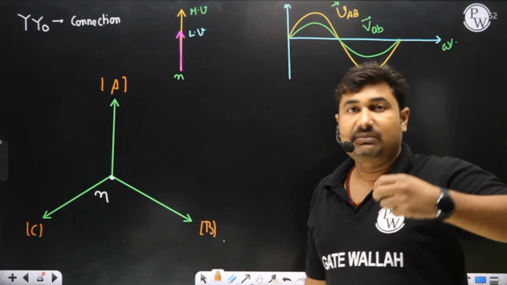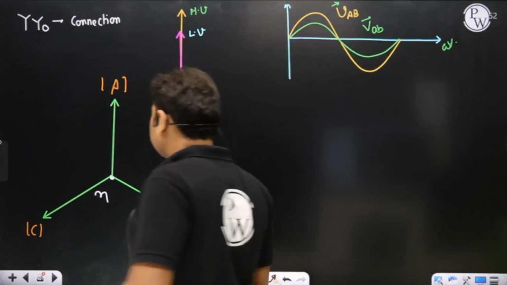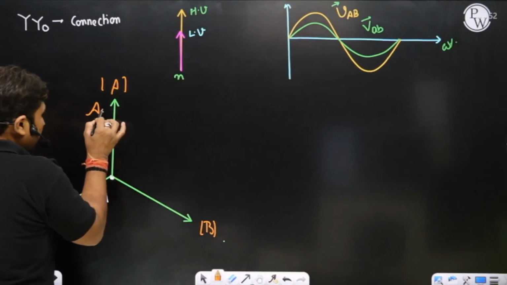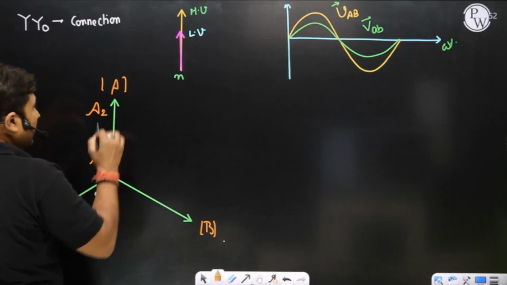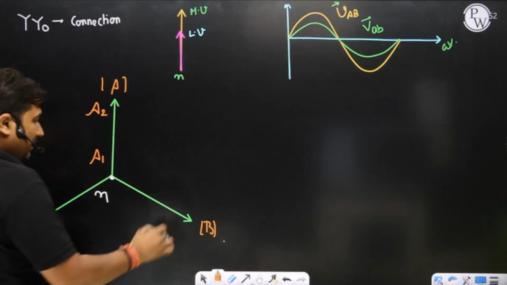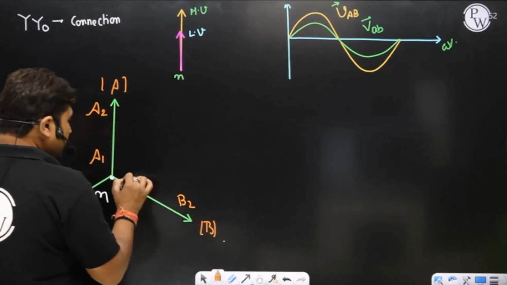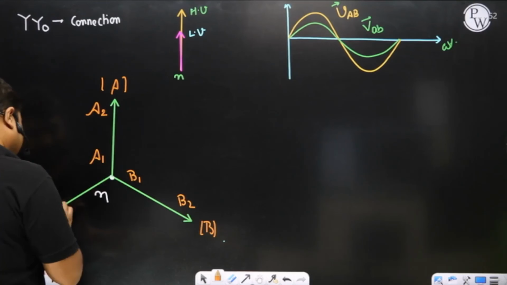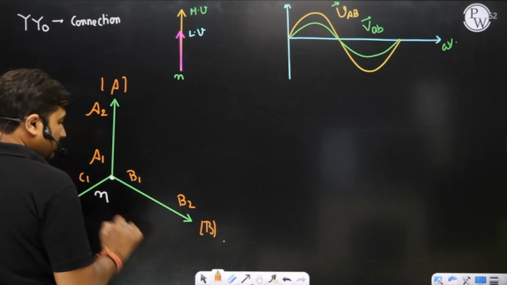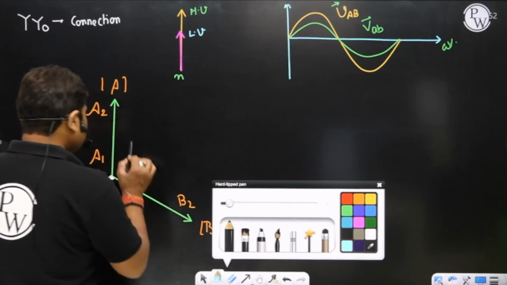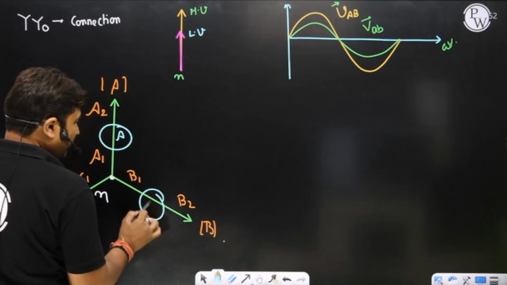It means the terminal which we are going to take out. That is called the A2 terminal here. So A phase is taken out from the A2 terminal. Similarly, B phase is taken out from the B2 terminal and C phase is taken out from the C2 terminal. What is the phase sequence? A phase, B phase and C phase.